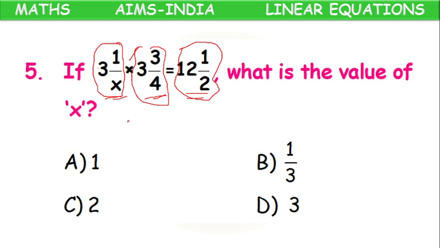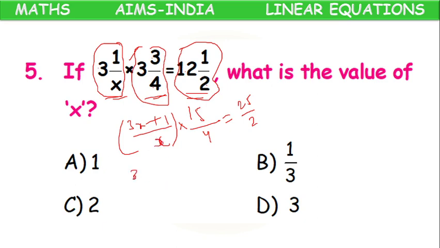x into 3, 3x plus 1 by x. This is the first proper fraction. Second one, 4 3 times 12 plus 3, 15 by 4. Here 2 12 times 24 plus 1, 25 by 2. So 3x plus 1 by x. Let's keep it as it is.